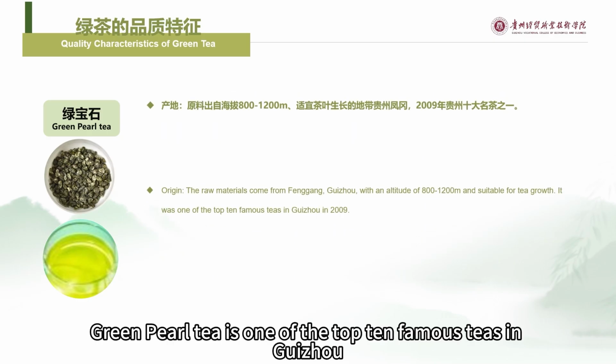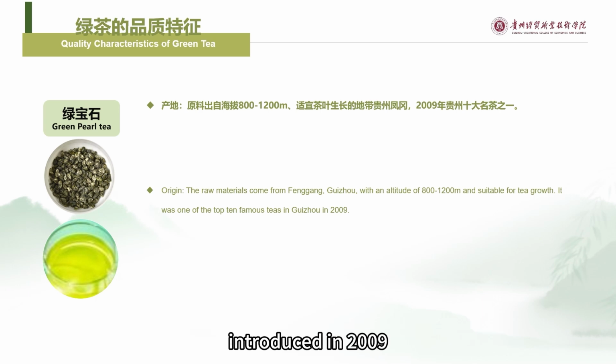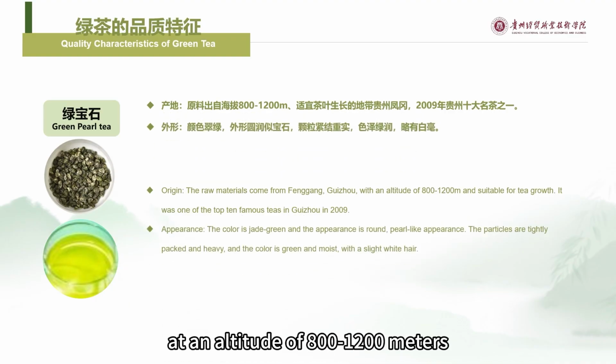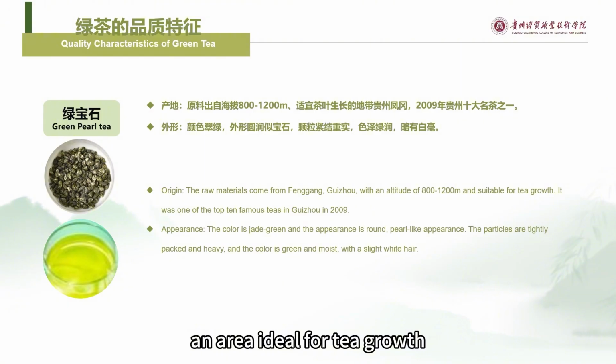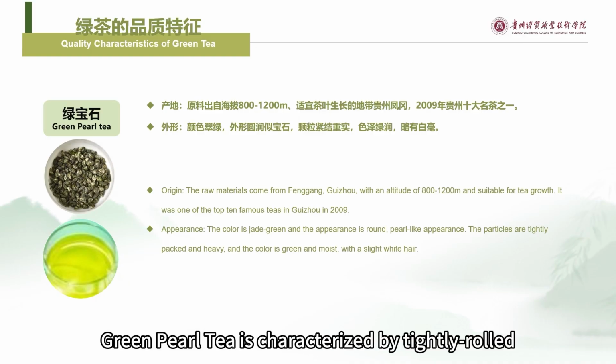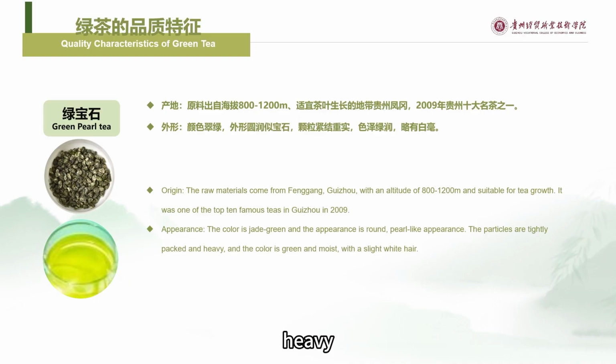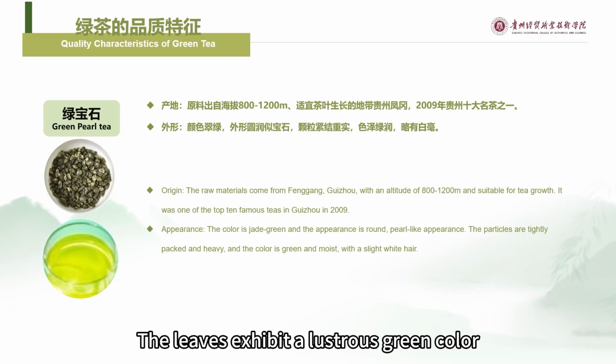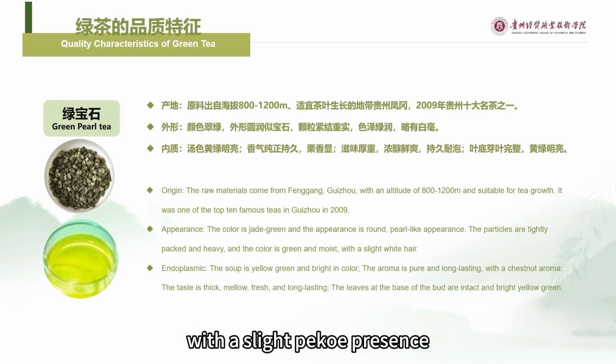Green Pearl Tea is one of the top 10 famous teas in Guizhou, introduced in 2009. Its raw materials come from Fenggang, Guizhou, at an altitude of 800 to 1200 meters, an area ideal for tea growth. It is named Green Pearl due to its vibrant jade green color and round, pearl-like appearance. Green Pearl Tea is characterized by tightly rolled, heavy, and dense pellets. The leaves exhibit a lustrous green color with a slight pekoe presence. The liquor is a clear, bright yellow-green with a pure and lasting aroma and a prominent chestnut fragrance. The taste is rich, mellow, and refreshing, with long-lasting infusions. The brewed leaves are intact, tender, and yellow-green in color.